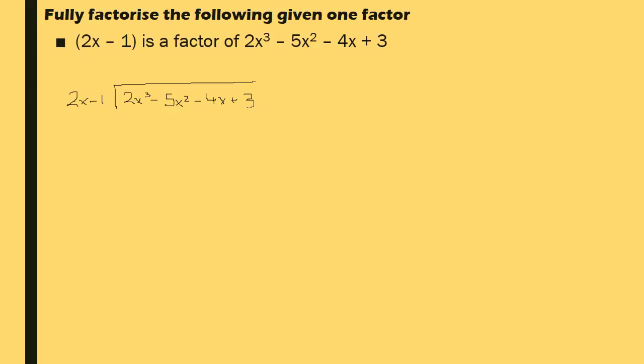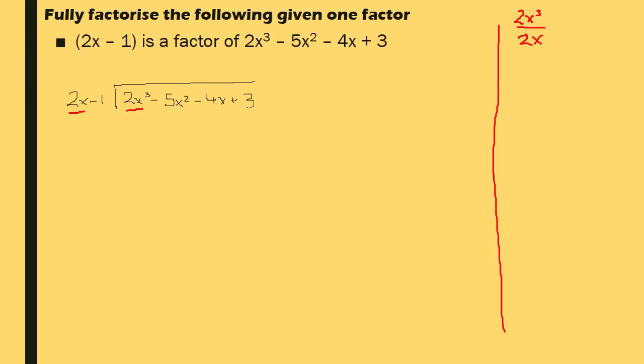Okay, so the first thing we're going to look at is our power of x in the first bit. So how many 2x's go into 2x cubed? I'll do a little sum down the right hand side here. If you really are stuck and can't think, I'm going to take my 2x cubed and divide it by 2x.